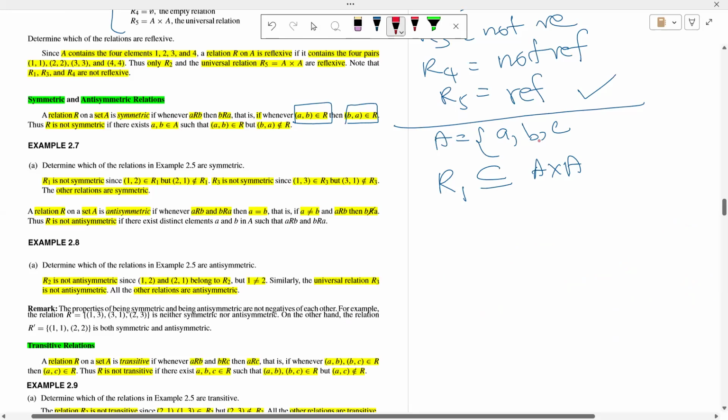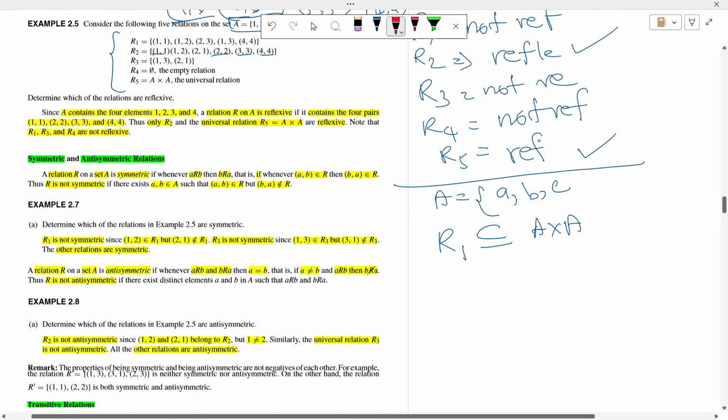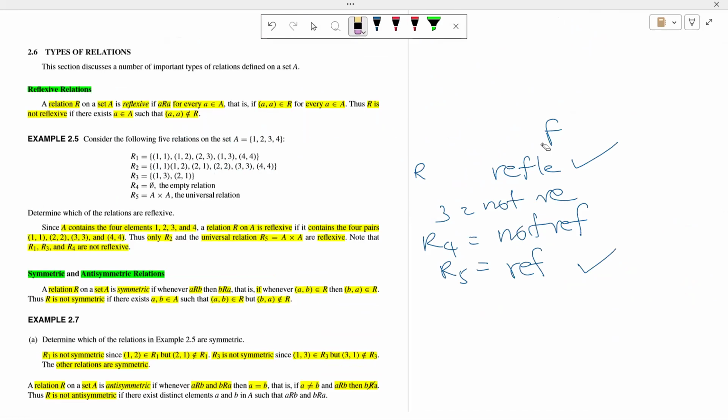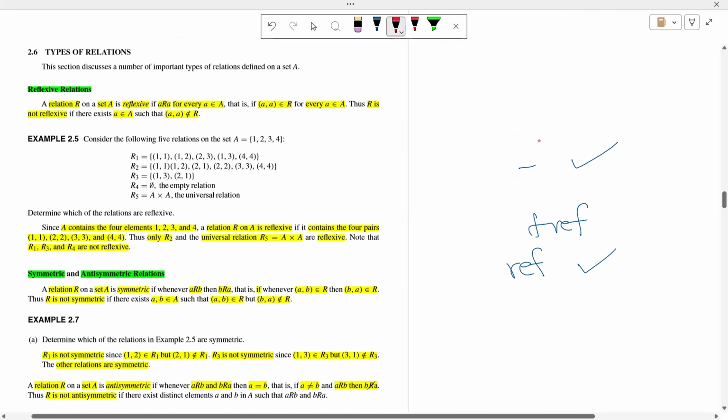Okay, now we will look at the same example, relations R1 to R5. Now tell me, with R1, what is that? Tell me, is R1 symmetric or not? How to find out? Tell me, is R1 symmetric or not?